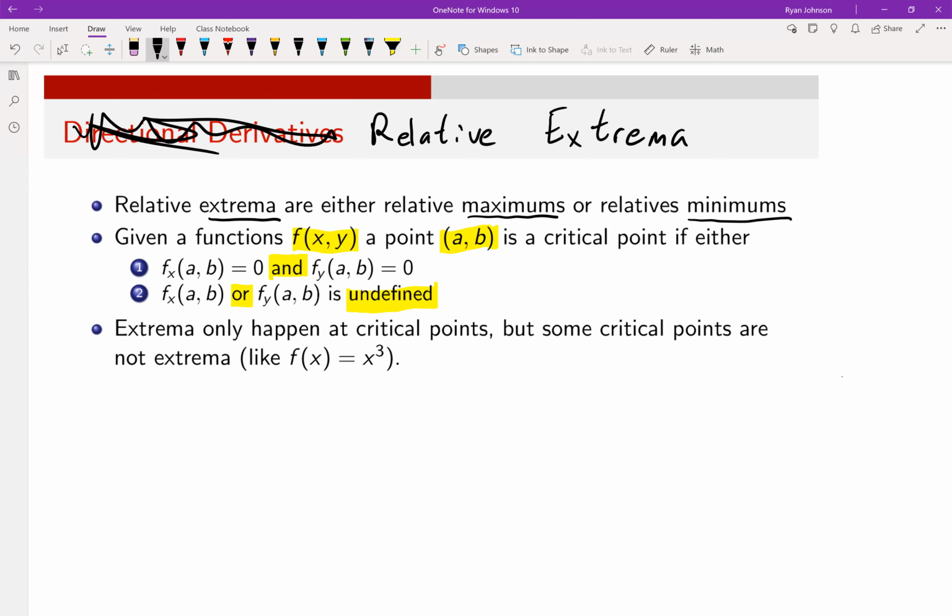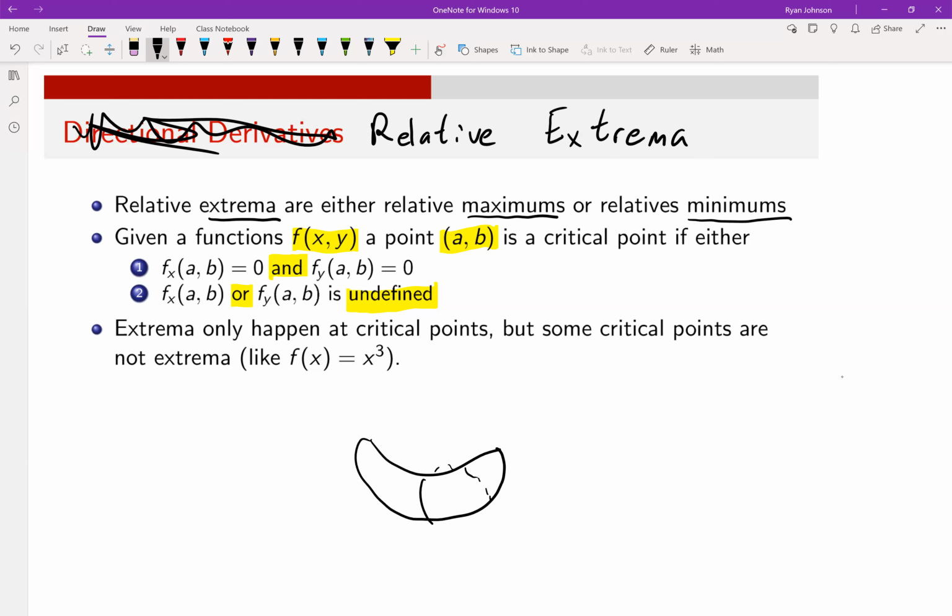So, for instance, back in Calc 1, when you graphed x cubed, you got this point, which is an inflection point, where f prime of 0 equals 0, but it's not a relative maximum or a relative minimum. It's an inflection point. Similarly, when we're doing graphs with two inputs, it's very possible to get things where it looks like a saddle, or a Pringle, if you will.